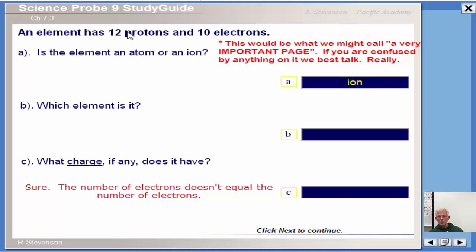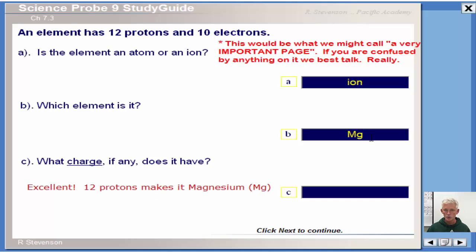So, if it has 12 protons and 10 electrons, which element would it be? Okay, 12 protons, that's the atomic number. So you just look on your periodic table. Atomic number 12 is magnesium. And usually symbols will be fine for these. Excellent. 12 protons makes it magnesium.